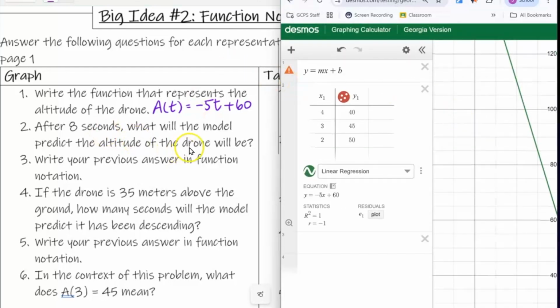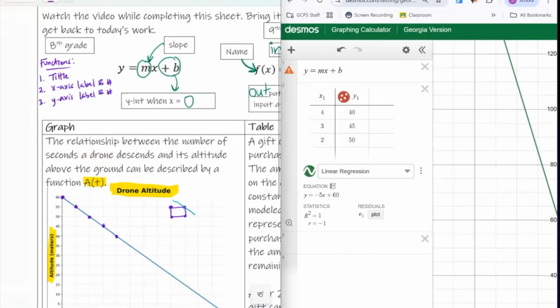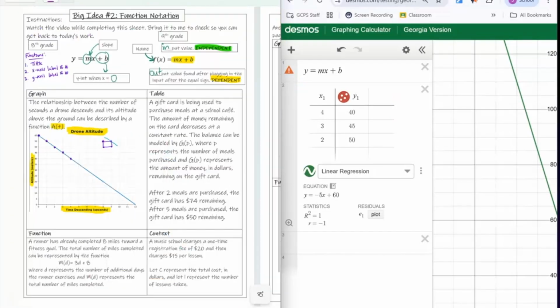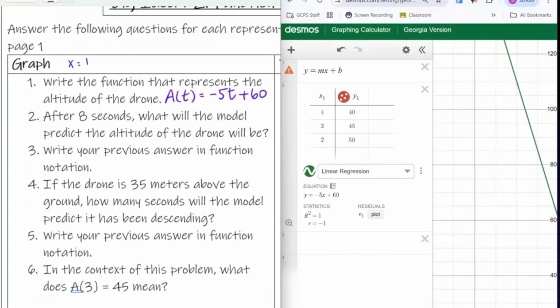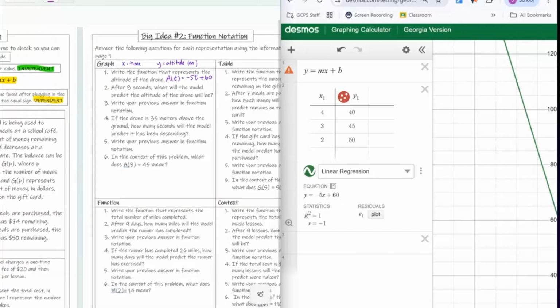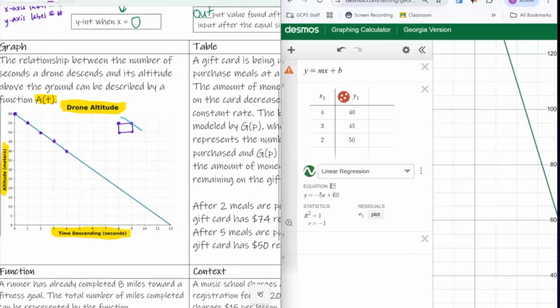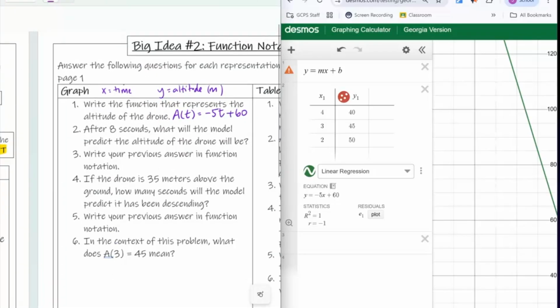After 8 seconds, so just remember, so I don't have to keep going back, x is t, y is altitude in meters. So I'm just going to write that here somewhere. X is t, time, and y is altitude in meters. And I think the time was what? In seconds. And this is altitude. So I don't have to keep going back. So I got everything I need basically to answer my questions.